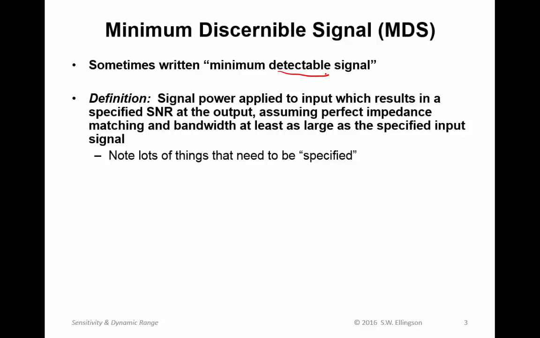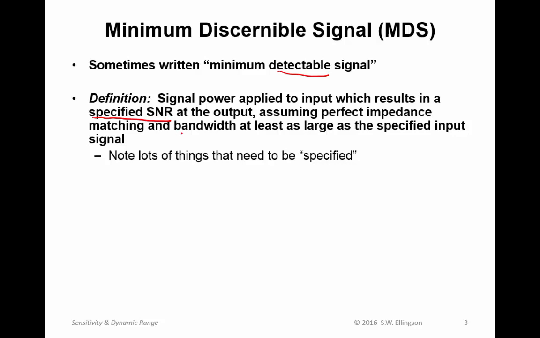signal. So the first thing you should note about this definition is that there are a lot of things that have to be specified. One, we'll have to specify what SNR we intend to use as part of the definition. In other words, is an SNR of 1 okay? Is an SNR of 10 required to be considered detectable or discernible? So we're going to have to say what the SNR is.